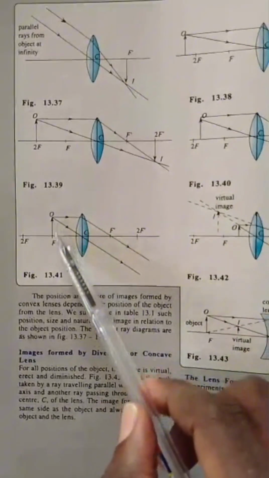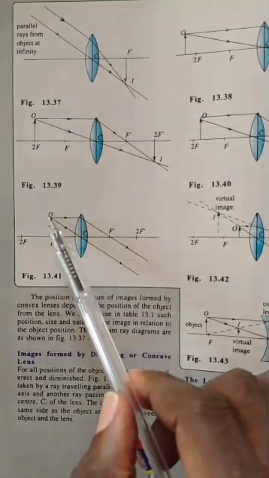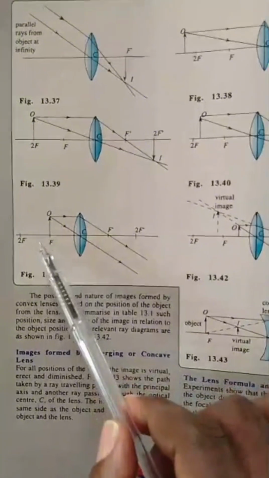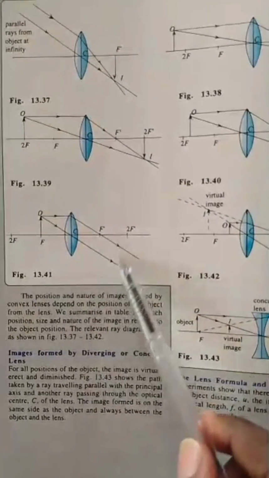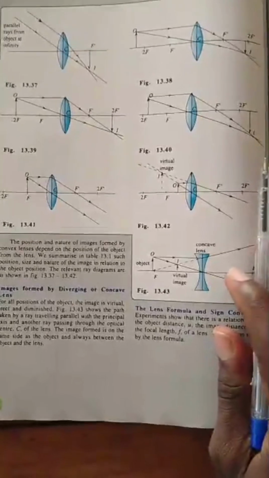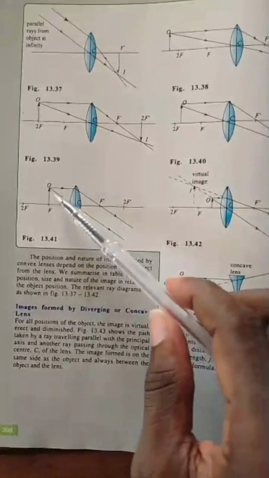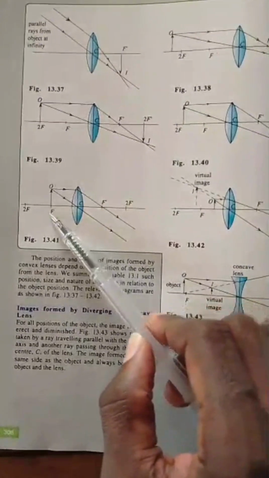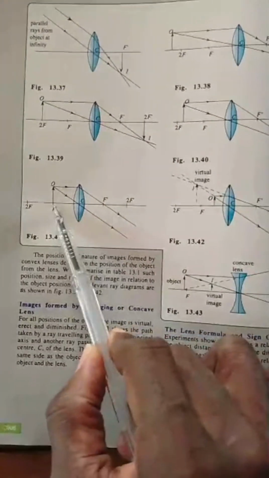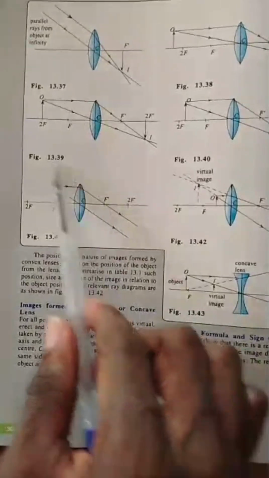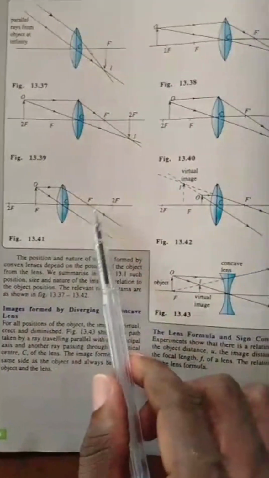In this case, the object is exactly at the principal focus. If the object is at the principal focus, you see the rays don't come together, so the image is not formed. Just like I said, when the object is at the principal focus, the image is not formed. See, the two rays do not come together, right? And so the image is at infinity, it's not formed.